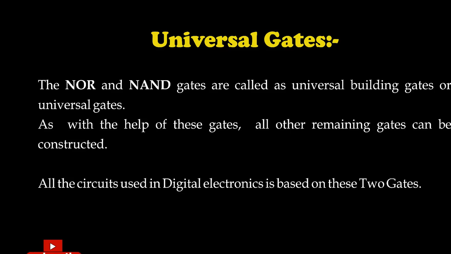Now we will discuss universal gates. The NOR gate and NAND gate, these two gates are called universal building blocks or universal gates, because with the help of these gates all other remaining gates can be constructed. That's why they are called universal gates in digital electronics. First of all, we will see the NOR gate as a universal gate.